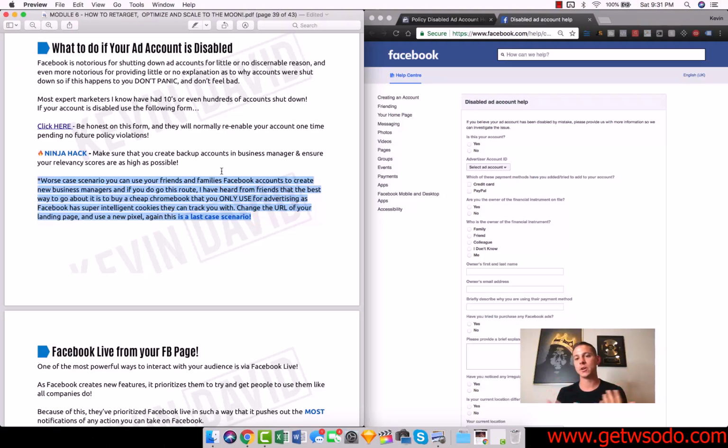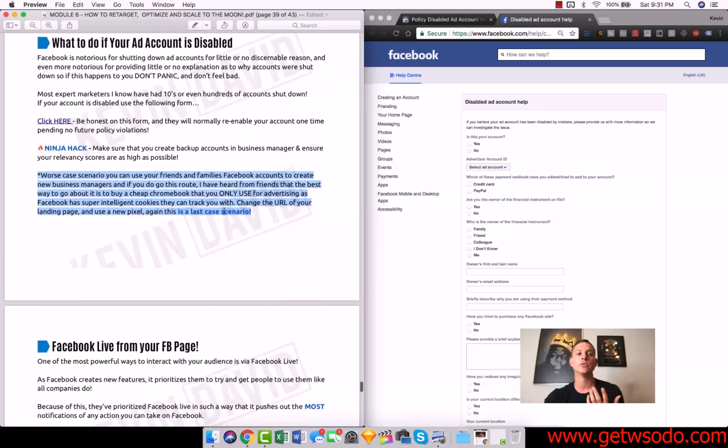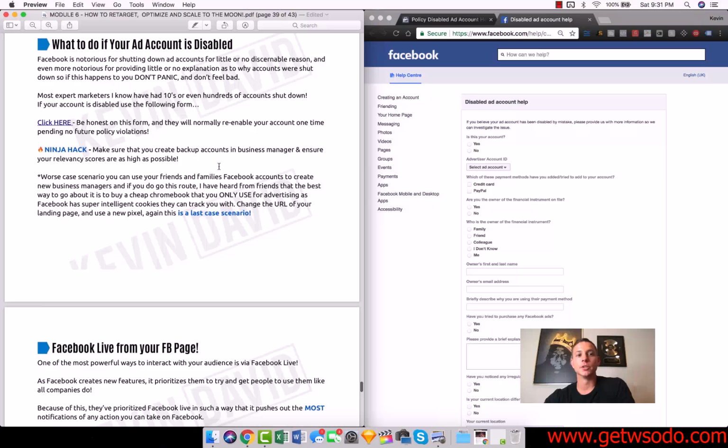But again, Facebook is incredibly smart. You never really want to purposefully violate their terms of service if you can help it. But if you're desperate and you really want to advertise on Facebook and they're not allowing you to, and you've learned from your mistakes, there are a couple ways, like creating backup accounts or using friends and family. But you just have to be a little bit more careful and not use the same computer and IP and things like that. You have to be a little bit more cautious about that, or so I've heard from people who've done that method. So that is what you do if your ad account is disabled.